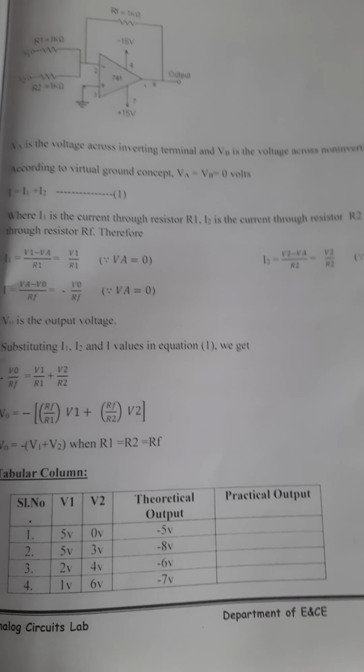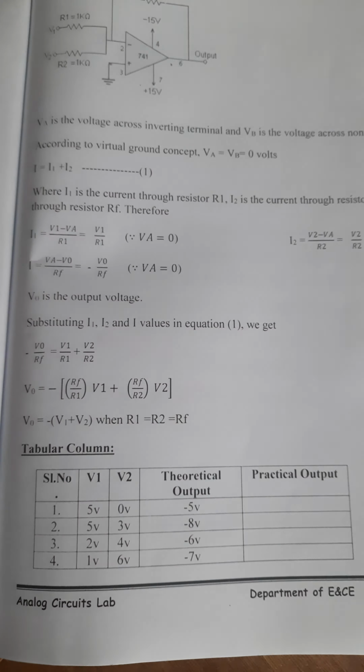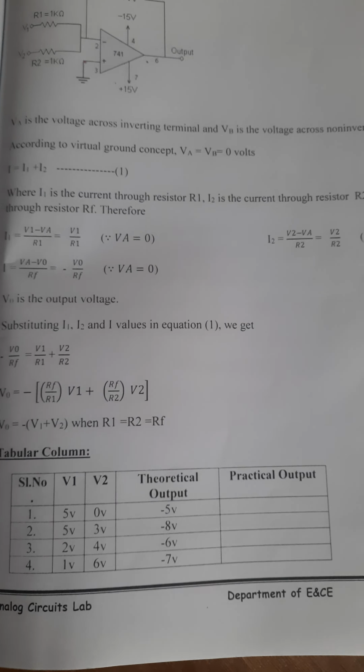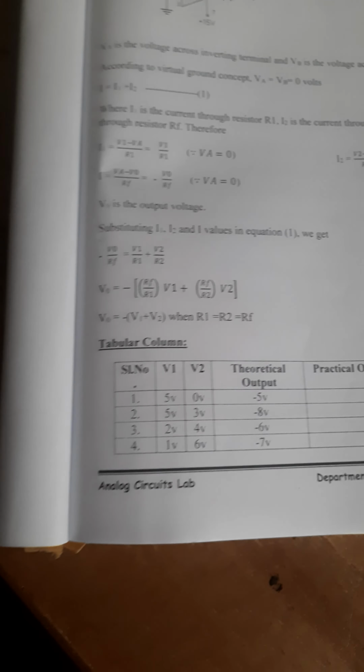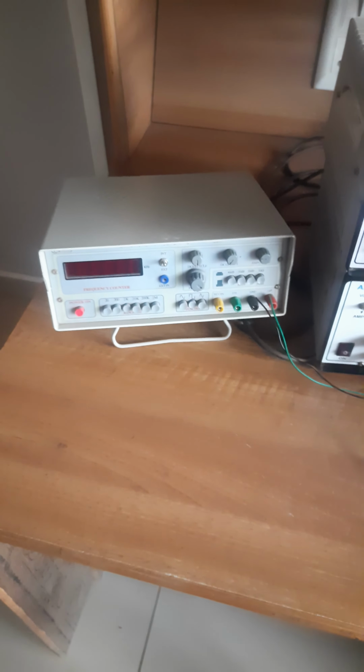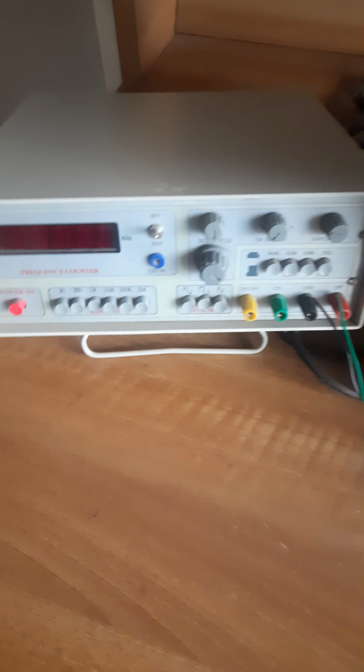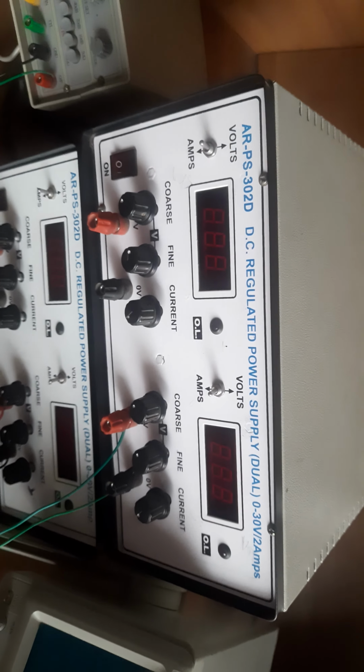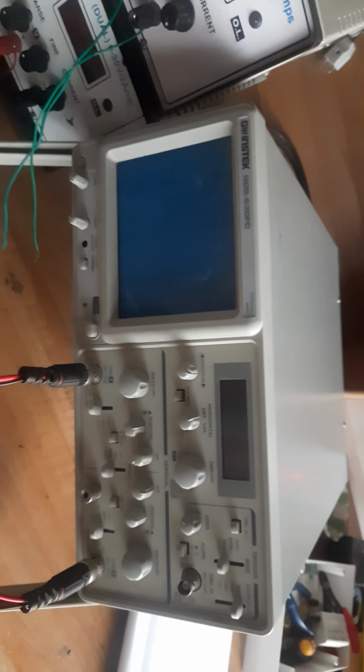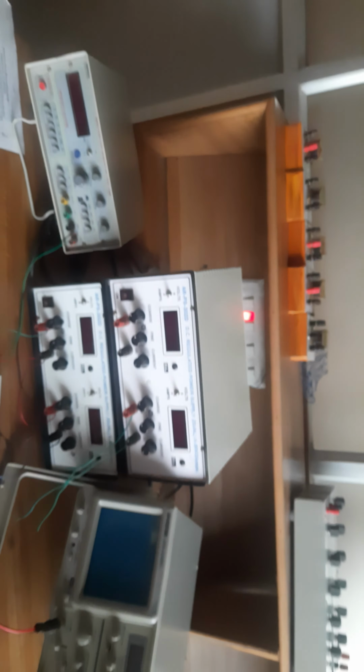This is the tabular column. Before writing some values into the tabular column, let us look into the practical setup of this experiment. In order to conduct this experiment, you need a function generator, a DC regulated power supply and a CRO. This is the total setup here.